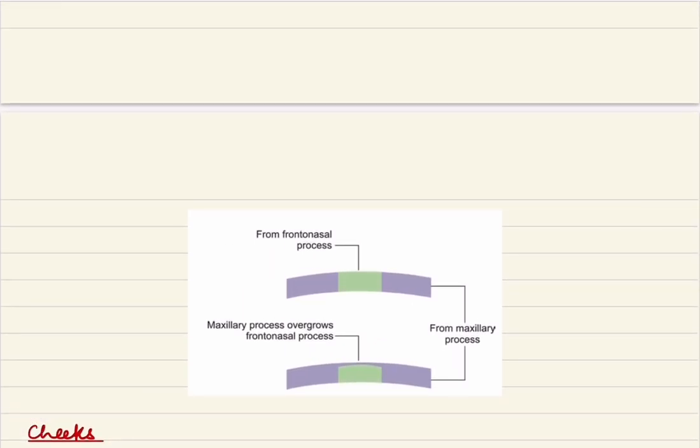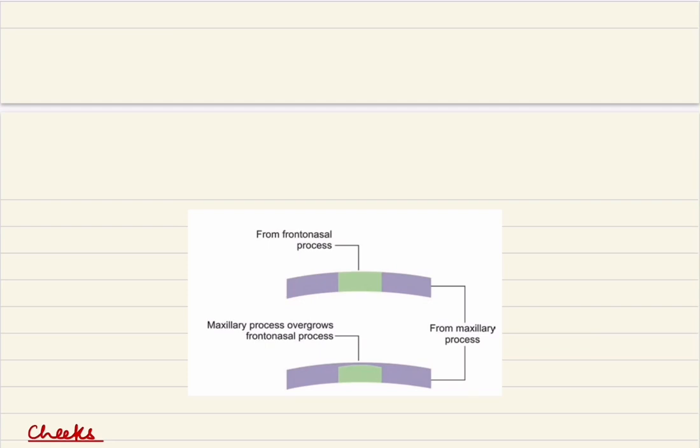Now, there is an interesting point about the innervation of the upper lip. Now, as you can see, the upper lip is formed by these two processes, that is the maxillary process and the frontonasal process. So, both the lateral parts are formed by the maxillary processes, and the part in the middle is formed by the frontonasal process.